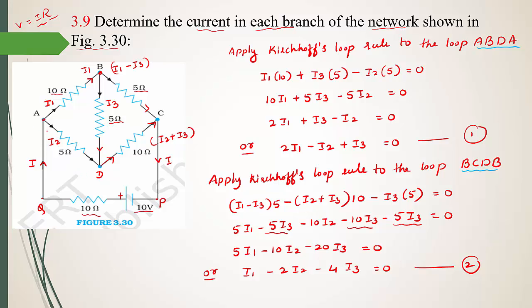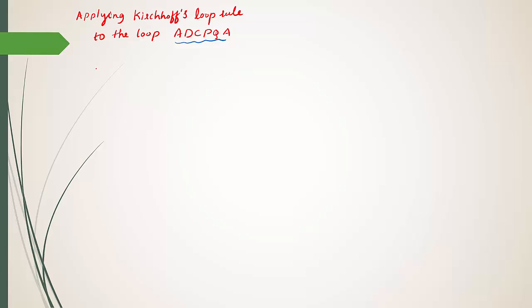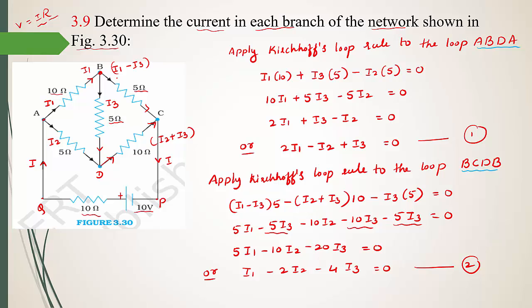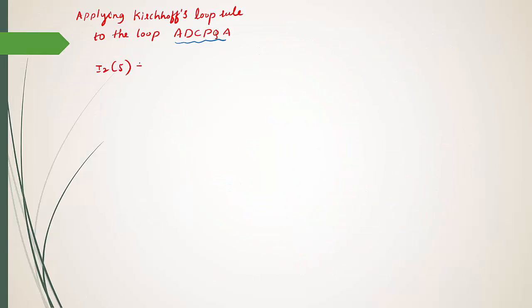Now, A to D you have to observe. A to D, we are moving in the same direction as the current is flowing. Let us take it as positive. I2 amount of current is flowing through the resistor 5 ohm. So we can write I2 into 5. Right? This is for A to D. Then D to C. Observe D to C. It is also along the direction. Let us take it as positive. I2 plus I3 amount of current is flowing through the resistor 10 ohm. So we can write plus I2 plus I3 into 10.